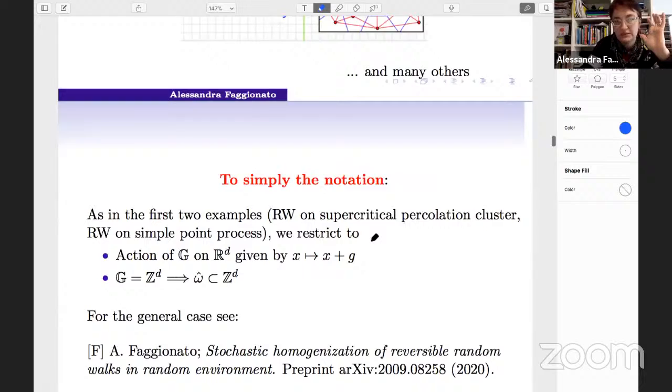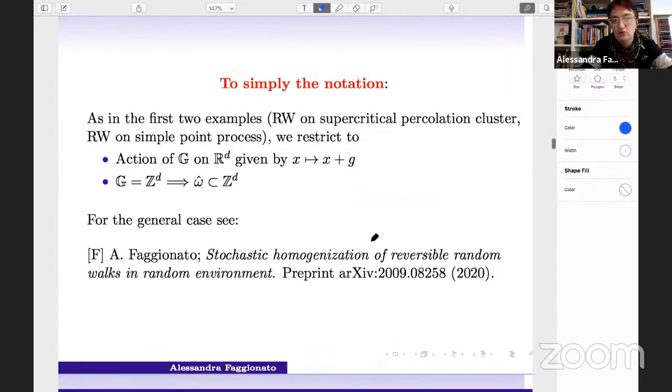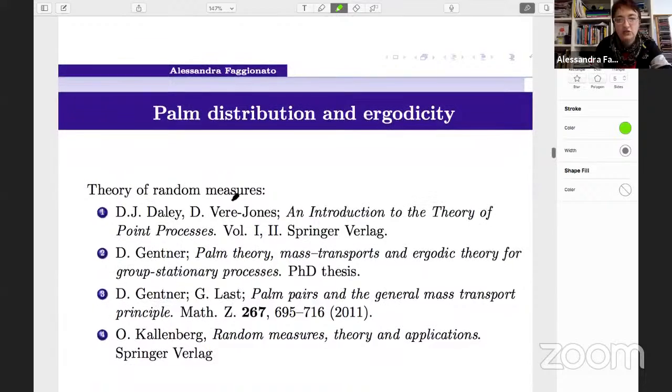So here, this was the basic notation for the random walk. As I told you before, in order to simplify the notation, as in the first two examples, I will take the trivial action of the group G on R^d, that is, to the element small g in my group, which is Z^d or R^d, you translate by g, okay? And to simplify the notation, as in the example of the random walk on the supercritical percolation cluster, if G is Z^d, I suppose that the random walk lives in a subset of Z^d. That is, its support is a subset of Z^d.